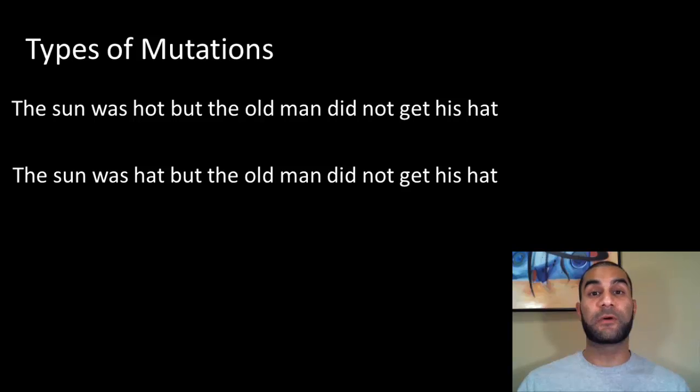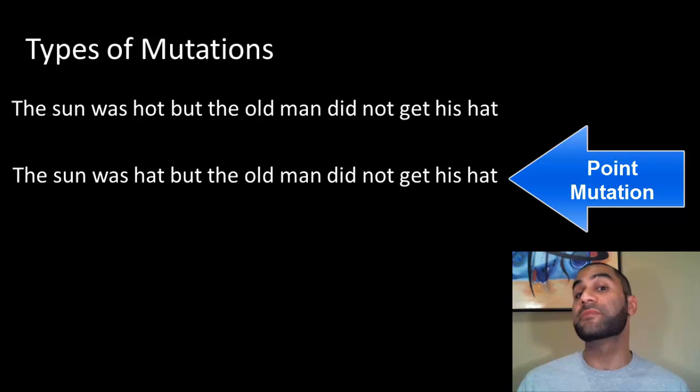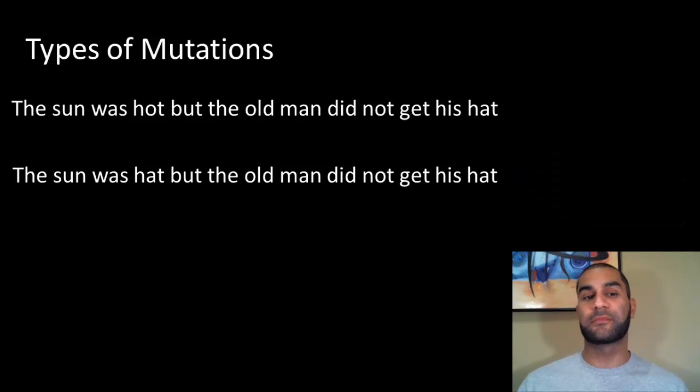One way is by switching the letter out for another, but the overall number of letters stays the same. So this is what we consider a point mutation. This is a comparison of a point or a substitution mutation, because the only difference here is in 1 letter. Everything else is exactly the same. So if you looked at this real fast, you probably wouldn't even notice a difference.